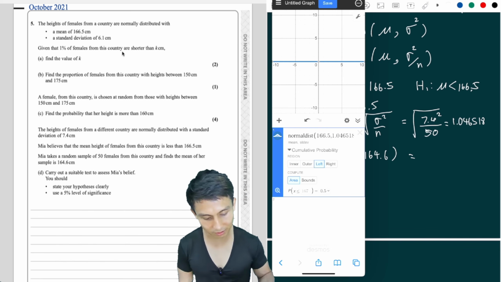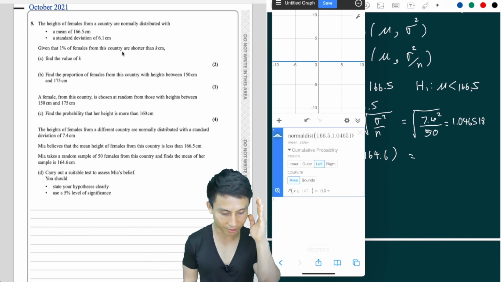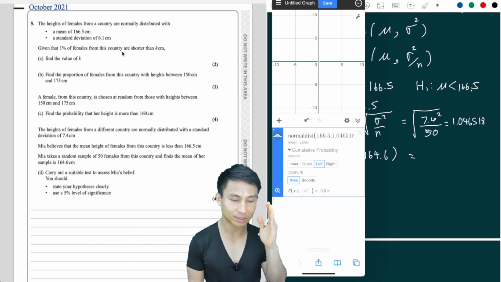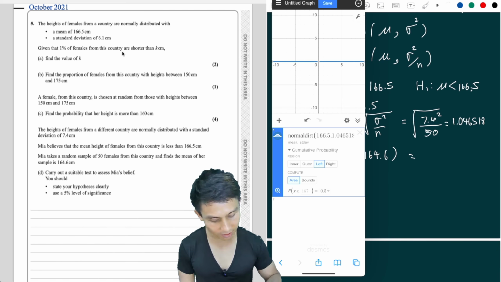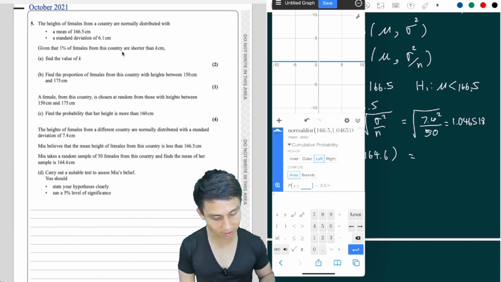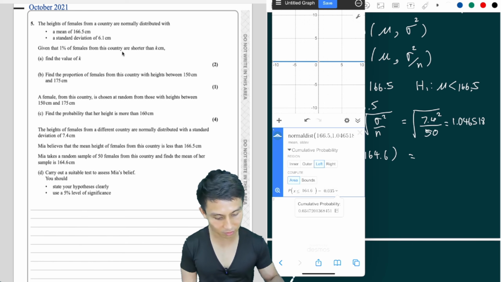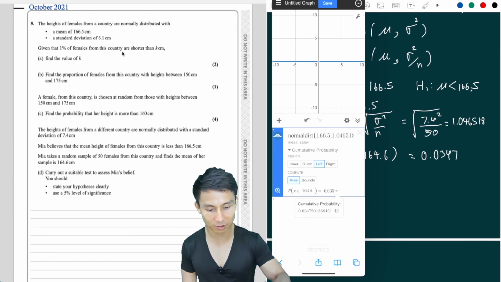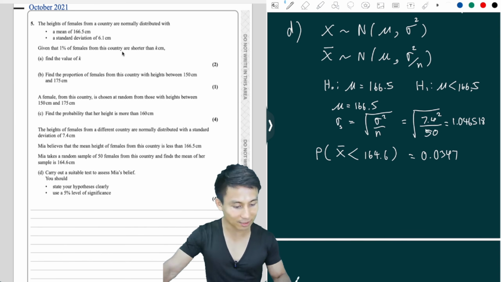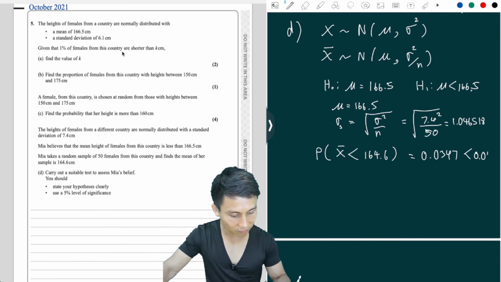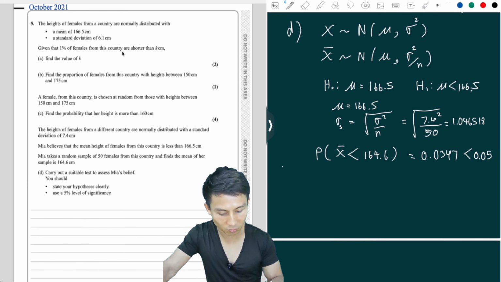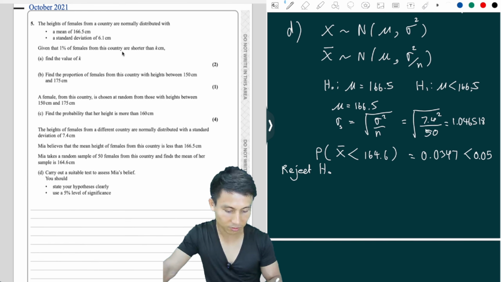We want the left tail because we want the area from that 164.6 to the left. Okay, and then we calculate the probability, which is the area here. We put 164.6, right? And that's going to give you the value, which is 0.0347. I'm going to stop there maybe. And we know that this is less than the level of significance. So we reject H0, yeah?